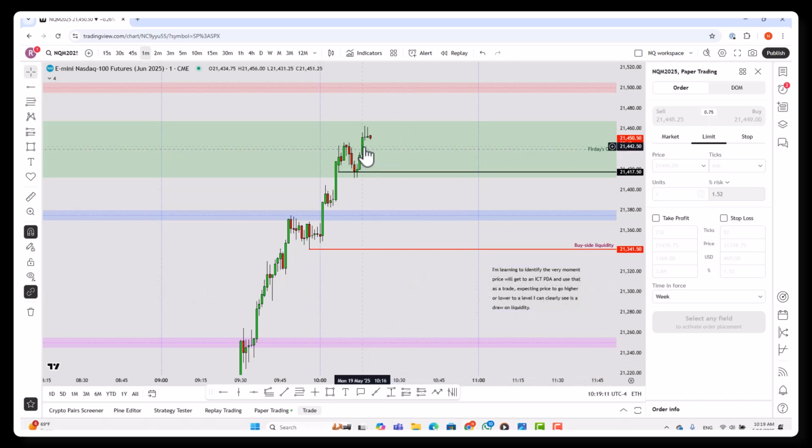Here again is another fair value gap. So I'm watching the consequent encroachment of the opening range gap here to see if it is going to offer support, if we're going to use it to draw up to this level.